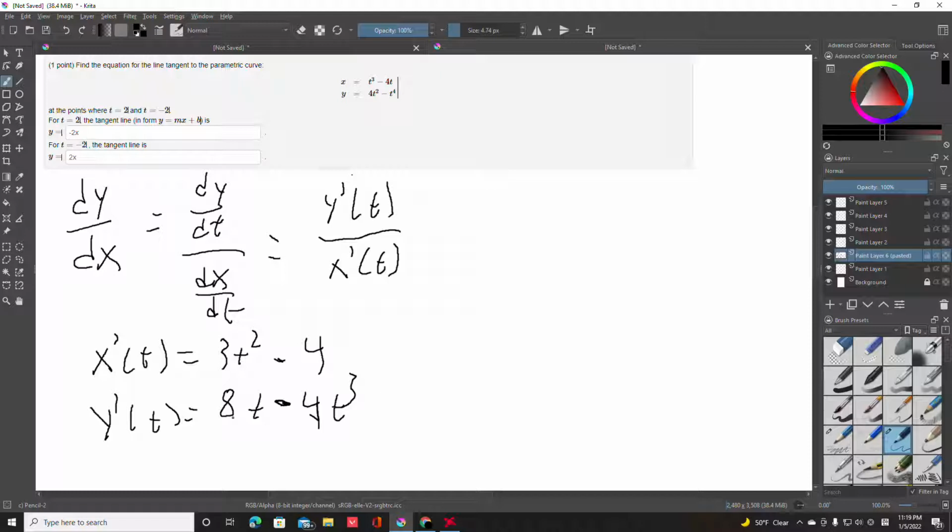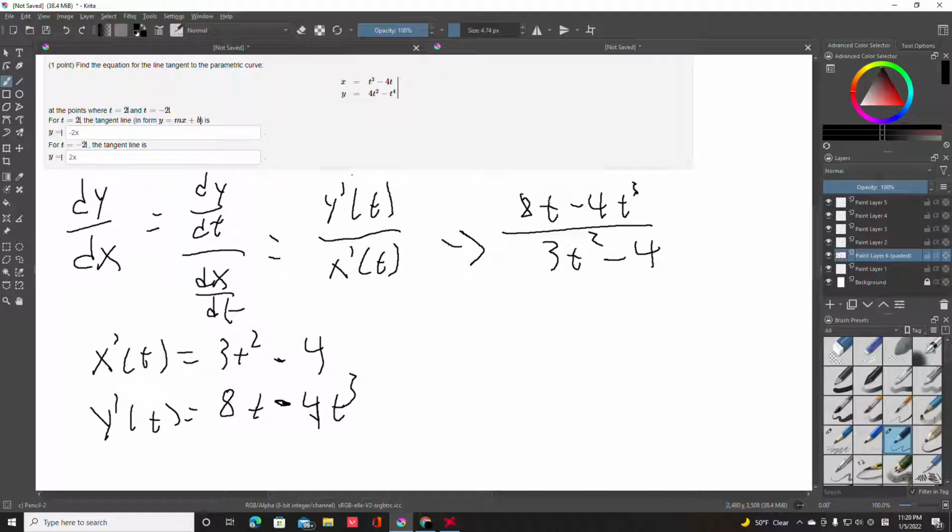Now we substitute it into this equation. So 8t minus 4t cubed over 3t squared minus 4, and we would write that here. Now, it says for t equals 2, so we have to find the slope at t equals 2, which is pretty simple.